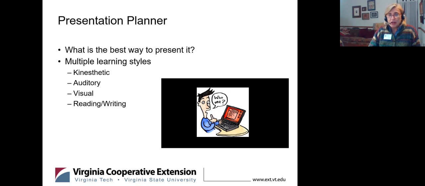An auditory learner is somebody who learns best by listening. And then you have visual learners, and visual learners see. They want to see a picture on a slideshow. They want to see a handout. They want to read and write what they are learning about so that they can finish out what they're learning.